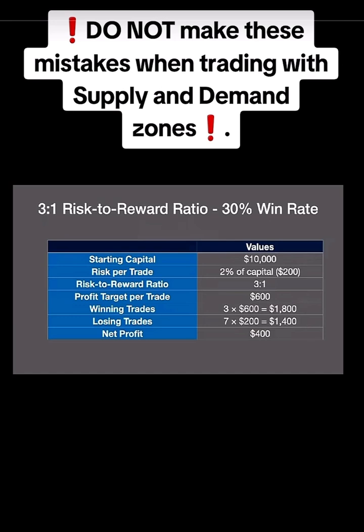Now, let's calculate the final result. Your total profit is $1,800. Your total losses amount to $1,400. Subtracting the losses from the profits, you still end up with a net gain of $400. Notice how powerful this is? Even with a win rate of just 30%, you still come out profitable, all because you maintained a strong 3-to-1 reward-to-risk ratio.